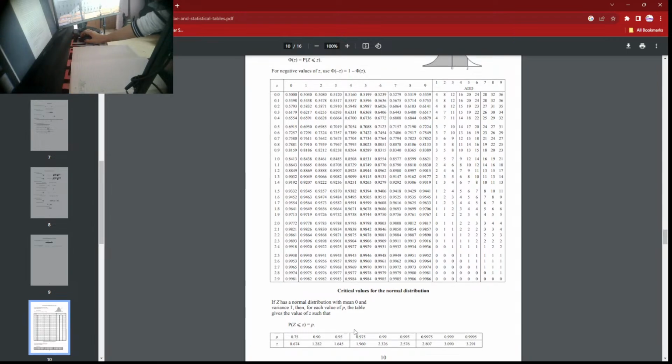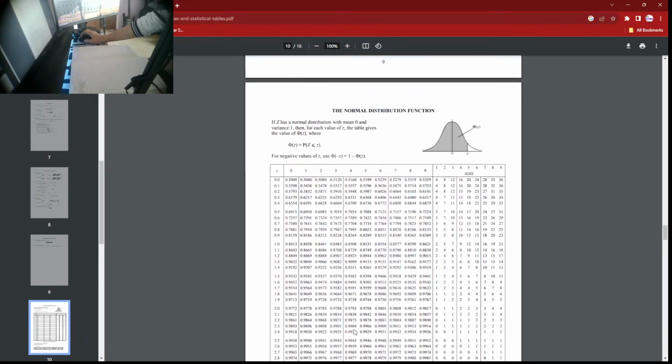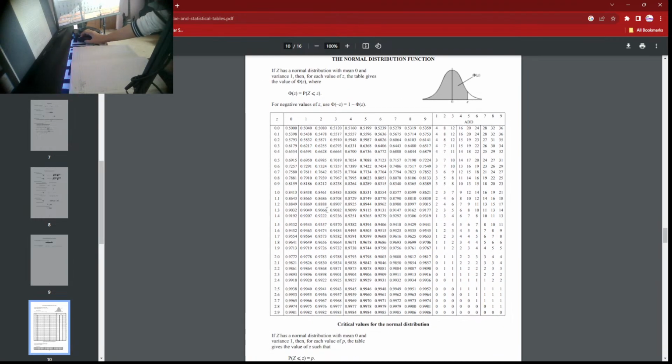Let's see here. 0.965, so 1.811, or 1.812. So we just put 1.811. So 1.811 will be our z value.